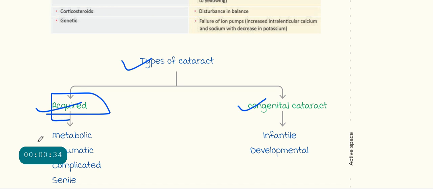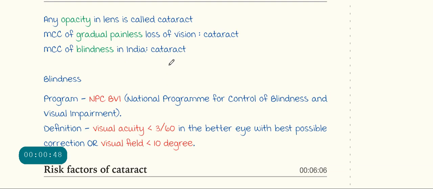Acquired cataracts are basically of four subtypes. These are metabolic, traumatic, complicated and senile cataracts. Okay, these are the four types of acquired cataracts. Let us see. The word cataract basically means opacity in the lens. Anything that got deposited or accumulated in the lens leads to cataract formation.